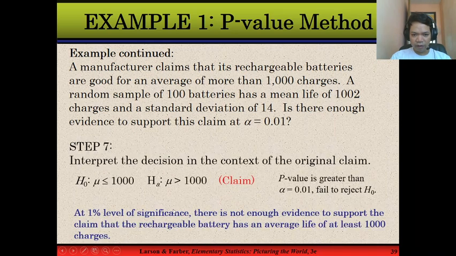Okay? Remember, ang claim mo nasa alternative. At ang decision mo based on step 6, in-accept mo to, the null hypothesis. So, ibig sabihin, mali yung claim. At dahil yung claim ay nasa alternative, we use the word support.